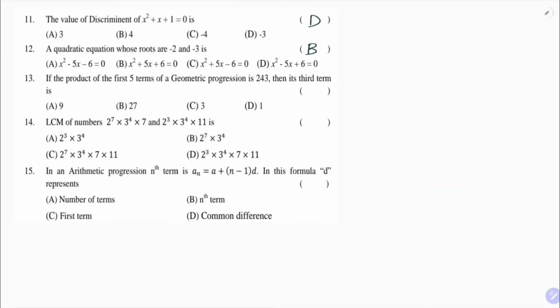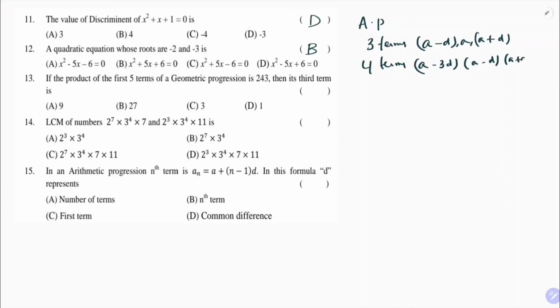If the product of the first 5 terms of a geometric progression is 243, then its third term is. See, in AP, in arithmetic progression, for example, if they say 3 terms, we'll take it as a minus d, a, and a plus d, so that the simplification will be easy. If they say 4 terms, we'll take a minus 3d, a minus d, a plus d, and a plus 3d. If they say 5 terms in an AP, we'll take a minus 2d, a minus d, a, a plus d, a plus 2d.